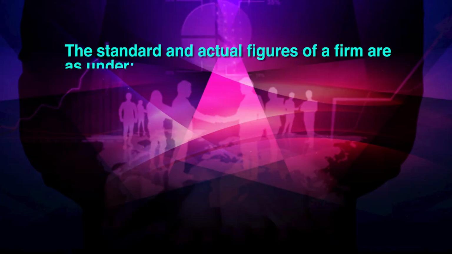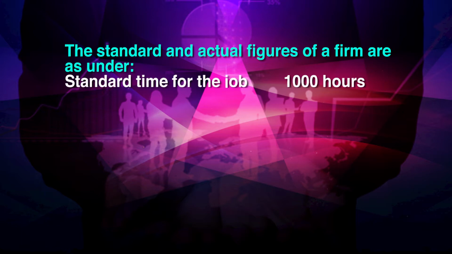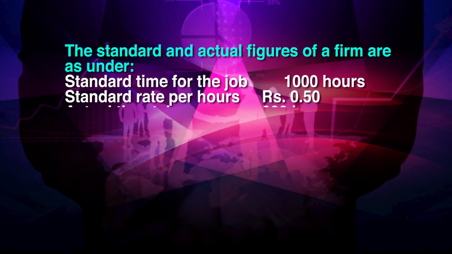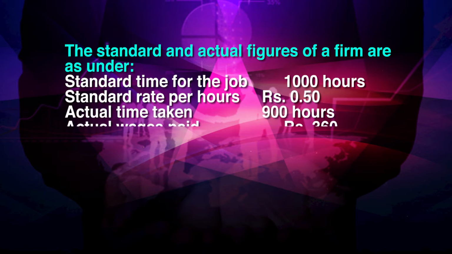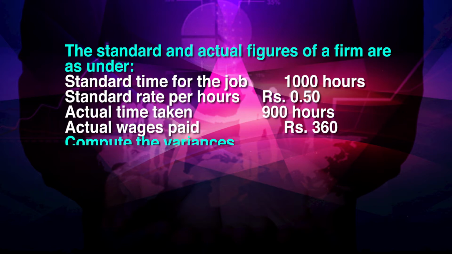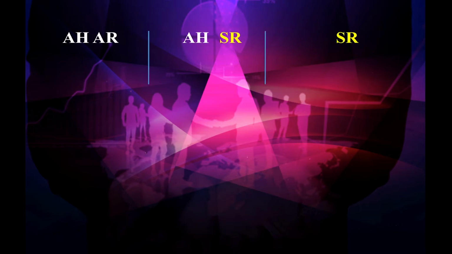Let us take a simple example where standard hours are 1000, standard rate is 0.50 per hour, actual hours are 900 and actual rate 0.40. First we will write the table AH AR, AH SR, SH SR. In order to rule the table, first we will write SR in column 2 and column 3. SR is 0.5. So, in column 2 0.5, column 3 0.5. Then we will write AR in column 1, which is 0.40.